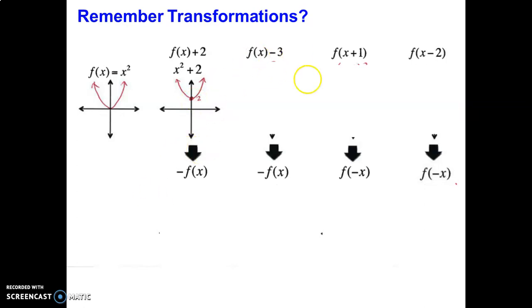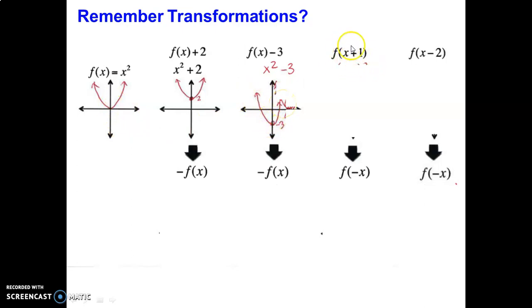How about this one here? What if you took the whole function and subtracted 3? In this case, you have your basic x squared function and you're subtracting 3, so you're moving down now, down 3 on the y-axis. So it's down here with that point became this point here. Everything moved down 3.